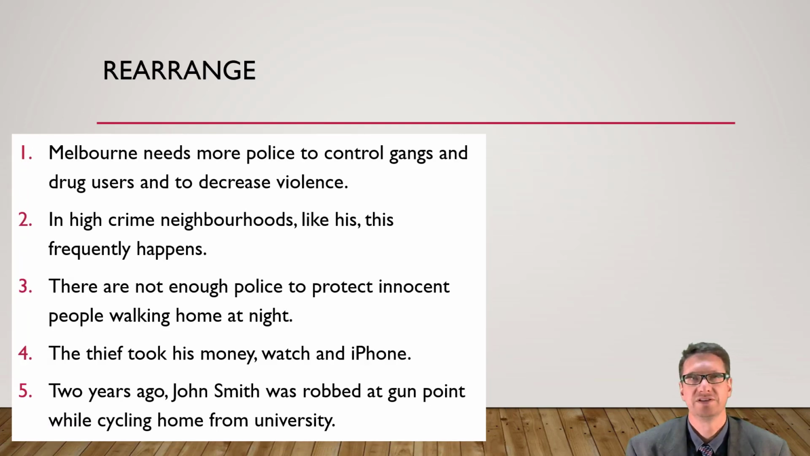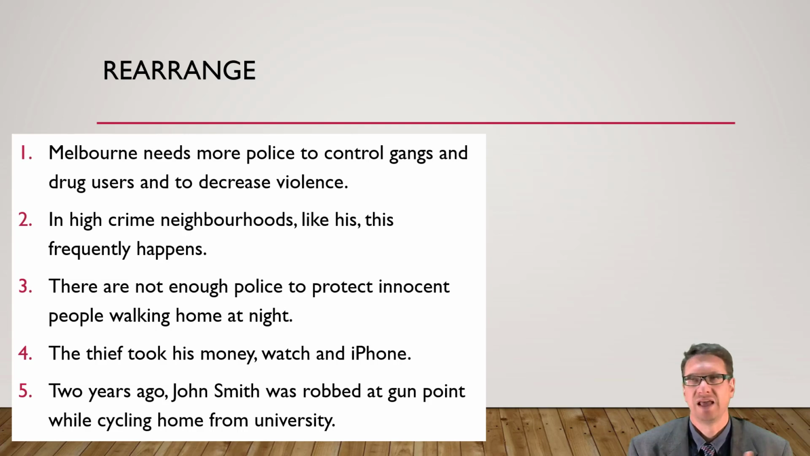Slightly longer example this time. Melbourne needs more police to control gangs, drug users, and so on. In high-crime neighbourhoods like his, this frequently happens. There are not enough police to protect innocent people walking home. The thief took his money, watch and phone. Two years ago, John Smith was robbed at gunpoint while cycling home from university.